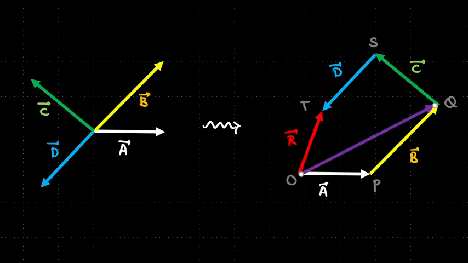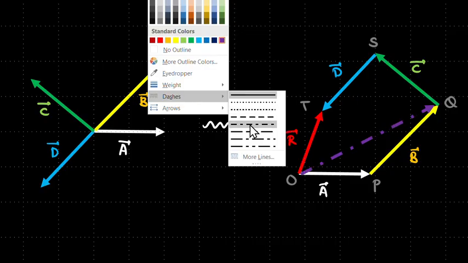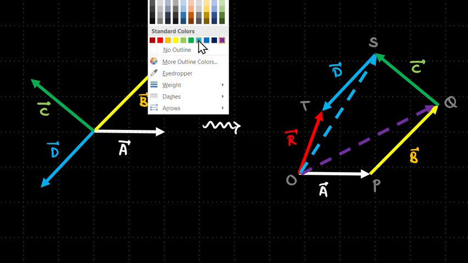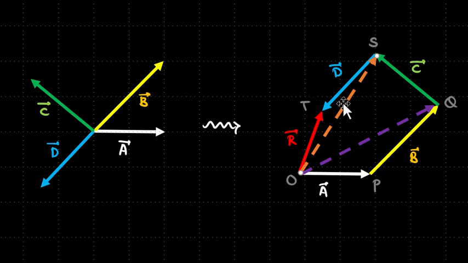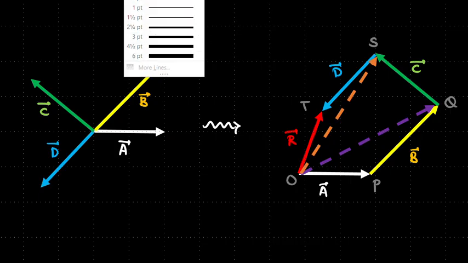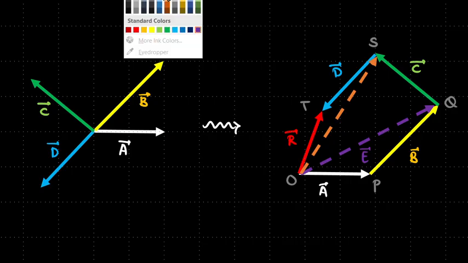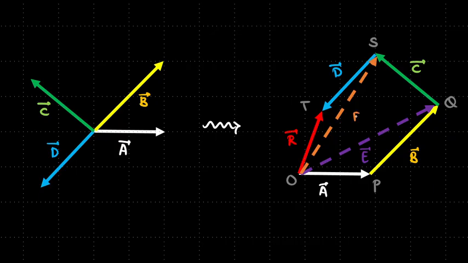Let's do this purple. Let's also make this dotted, since this is something that we drew later. So this is drawing to OS. Let's make it orange. I hope this orange is not that difficult to understand. So this purple one is vector E, and this orange one is vector F.